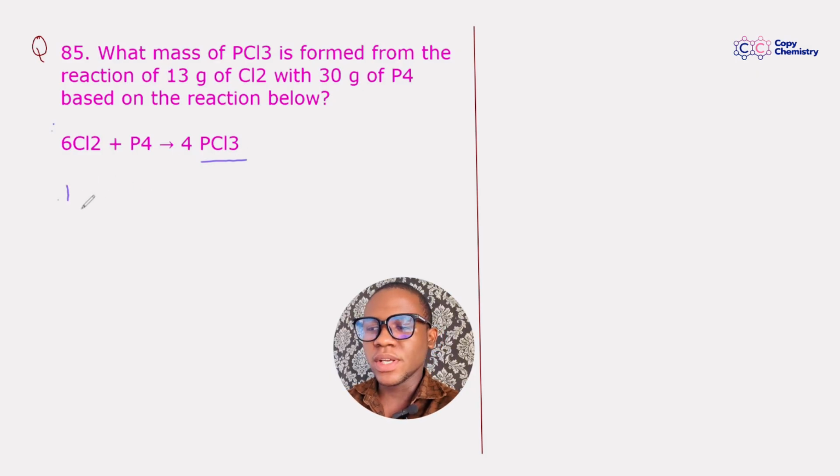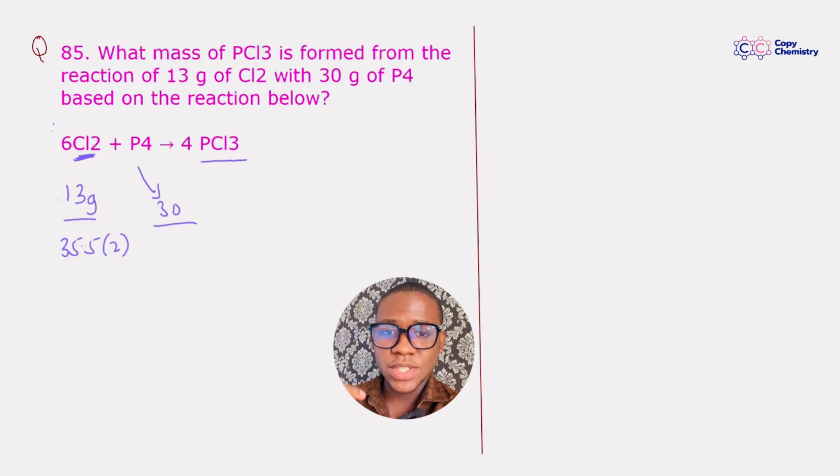13 grams of Cl2, right? And 30 of this other one. So we're going to divide by the molar mass. The molar mass of Cl is 35.5, so times 2 for Cl2, 35.5 times 2. I'm doing that because this is Cl2 and each Cl is 35.5. That's the relative atomic mass, okay? So that's why I have that. Then for P4, it's going to be 4 multiplied by whatever phosphorus is. That's 31. Yeah, 31.